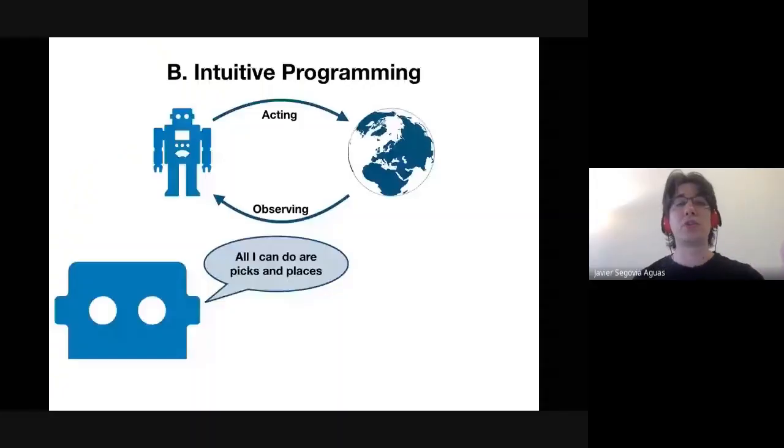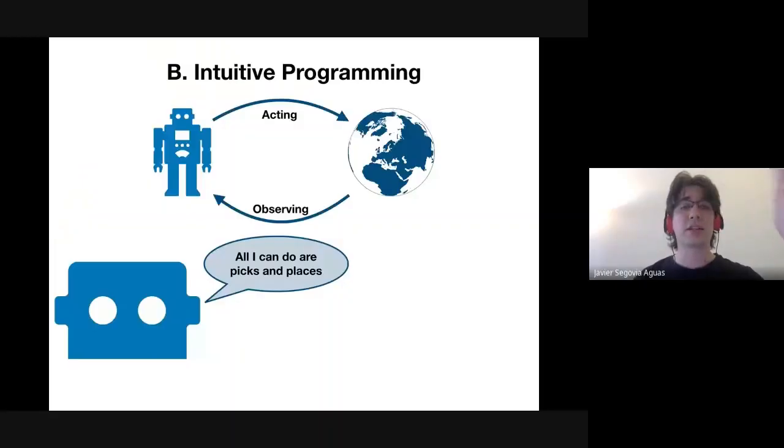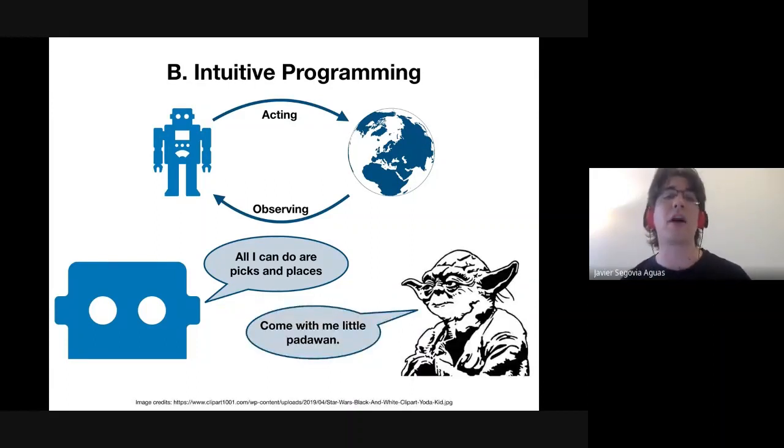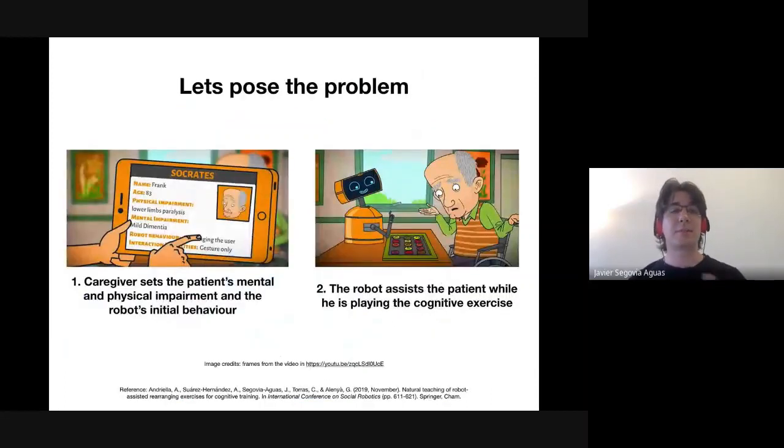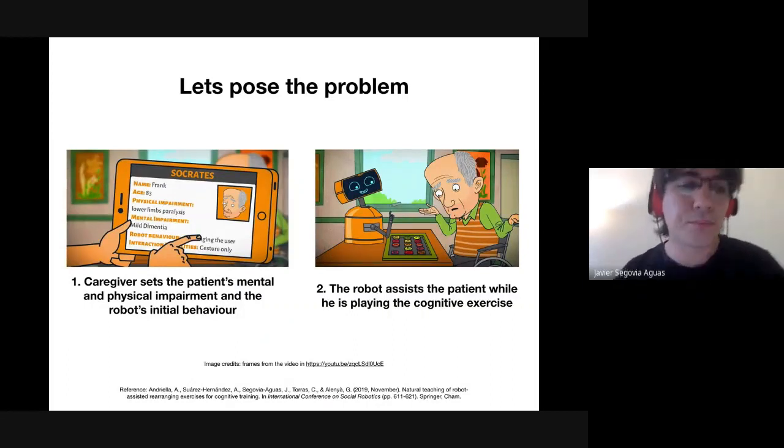And the second contribution that we have made in EDI is about intuitive programming, where we have this agent interacting in the world, but all they can do are picks and places of objects. So come with me, little Padawan. I will show you what to do with these picks and places. Let's pose this problem again. I guess that you have already watched this video before.